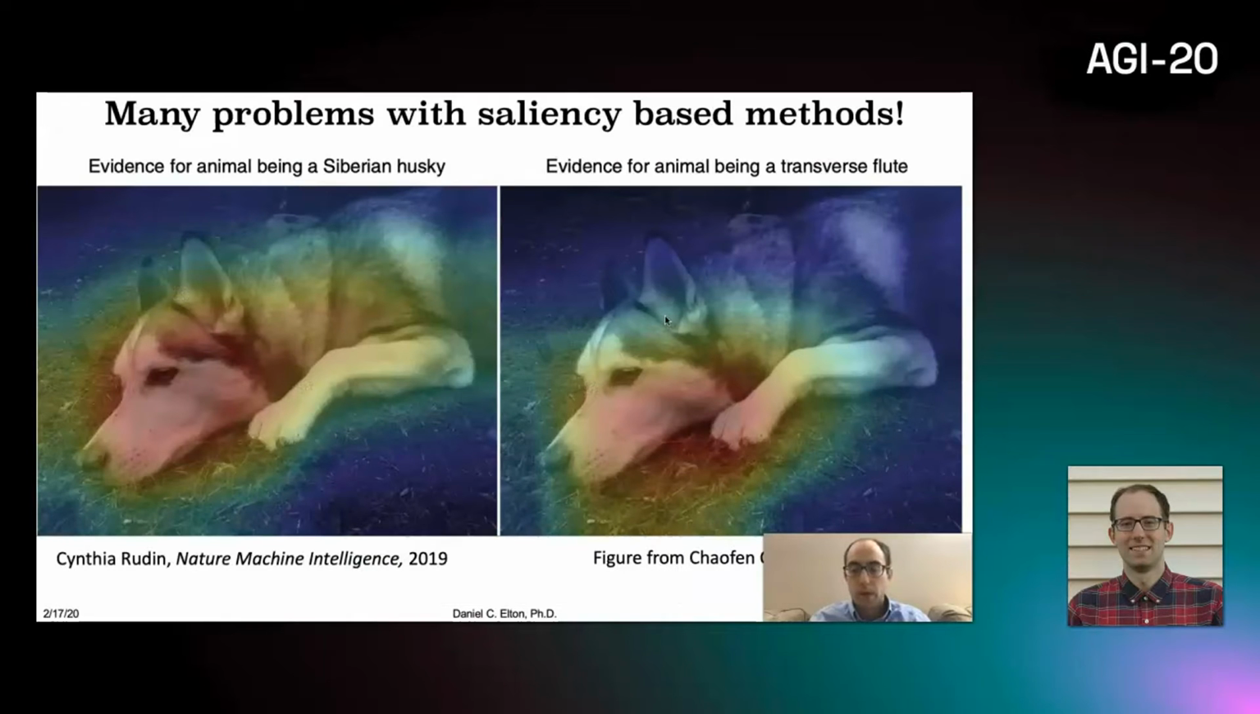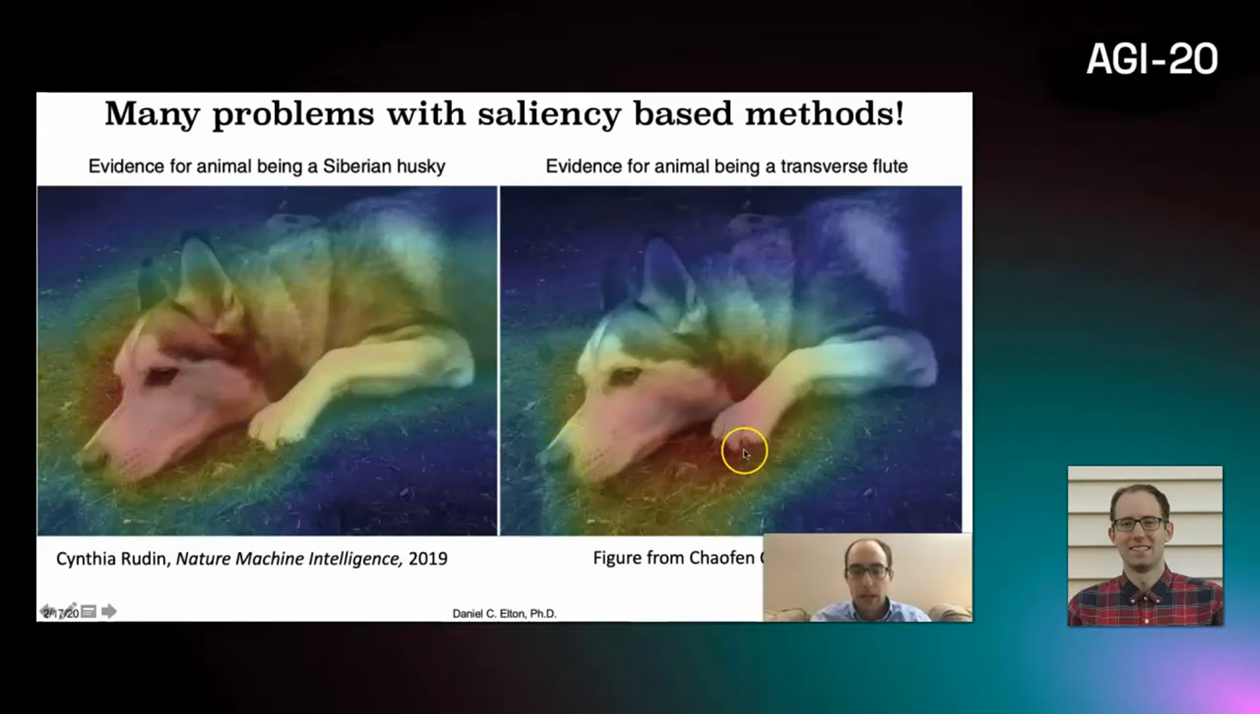Another problem with saliency maps is that they show you where the network is looking, but they don't really show what the network is doing. So this is a great example, where we're looking at this saliency map for the prediction of whether this image is a Siberian husky. And so the evidence that it's a Siberian husky is somewhere in this red and yellow region.